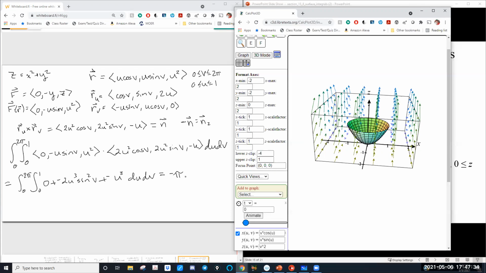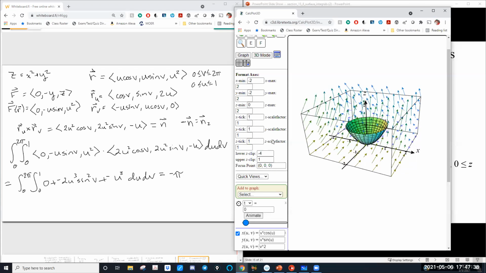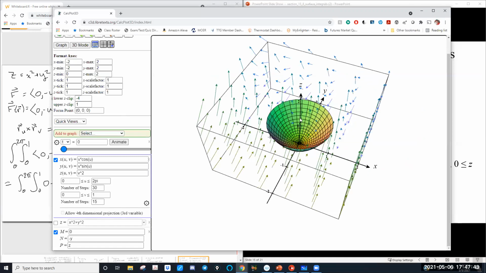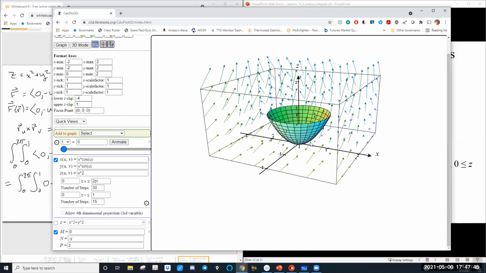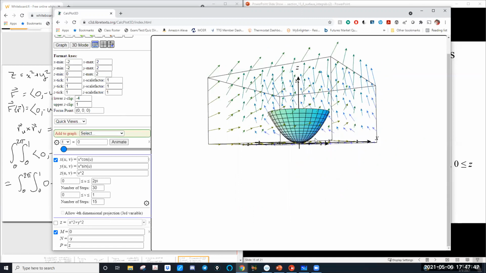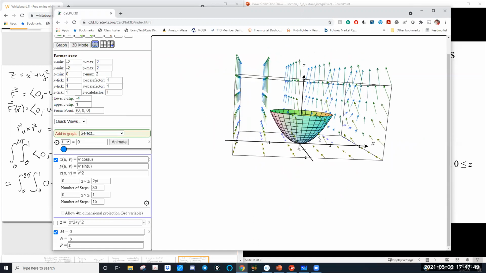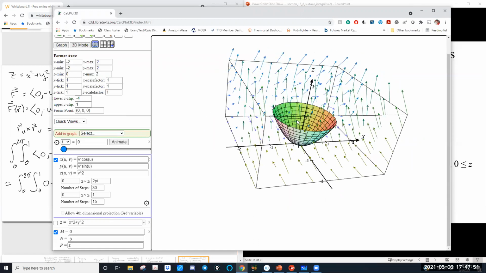And that's why we're getting a negative pi for our flux integral, because as we saw in the vector field, let me expand that again. We have more vectors going into it and larger vectors going into it than we do coming out of it, right? We don't even see really too many vectors coming directly out of there.